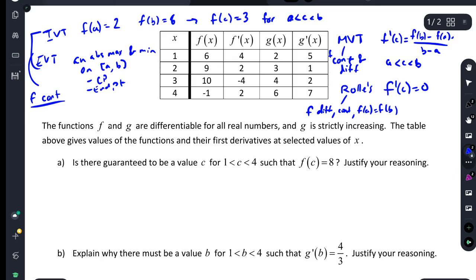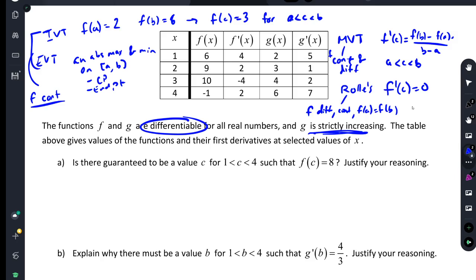So we have this table. It gives us two functions, f and g. It tells us that they're differentiable. As soon as I see that word, I know that I can use MVT, IVT, or Rolle's. It doesn't mean that we have to. There might be questions where we don't use them at all, and it told us it was differentiable, but they now are in play. And then it also tells us g is strictly increasing. I'm not sure why I'm going to need that, but I'm going to underline that because it might come into play later. So the table gives values and their first derivatives at selected values.